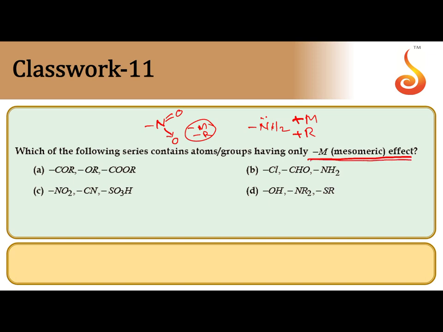So let us take option A, COR. So this is a minus M group. Alcohol group, since it has a lone pair, this is a plus M group. So option A is wrong. Next, option B, at chlorine 3 lone pairs are present, that's why it is a plus M group. That's why option B is wrong. Coming to option C, NO2 is a minus M group, CN is minus M, and even SO3H is also a minus M group. That's why option C has all minus M groups.